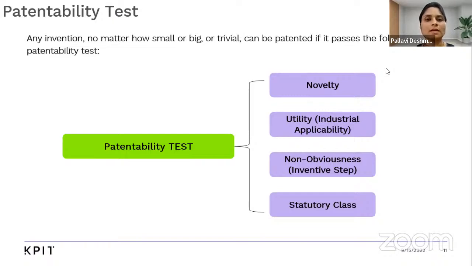So the next criterion is industrial applicability. Your invention should be capable of being used in the industry. It should have some industrial applicability. Along with these three criteria, your invention should fall into the defined classes of patentable subject matter. According to the country, there might be some deviation in the statutory classes, like software inventions are not patentable in India, but they can be patented in the US.